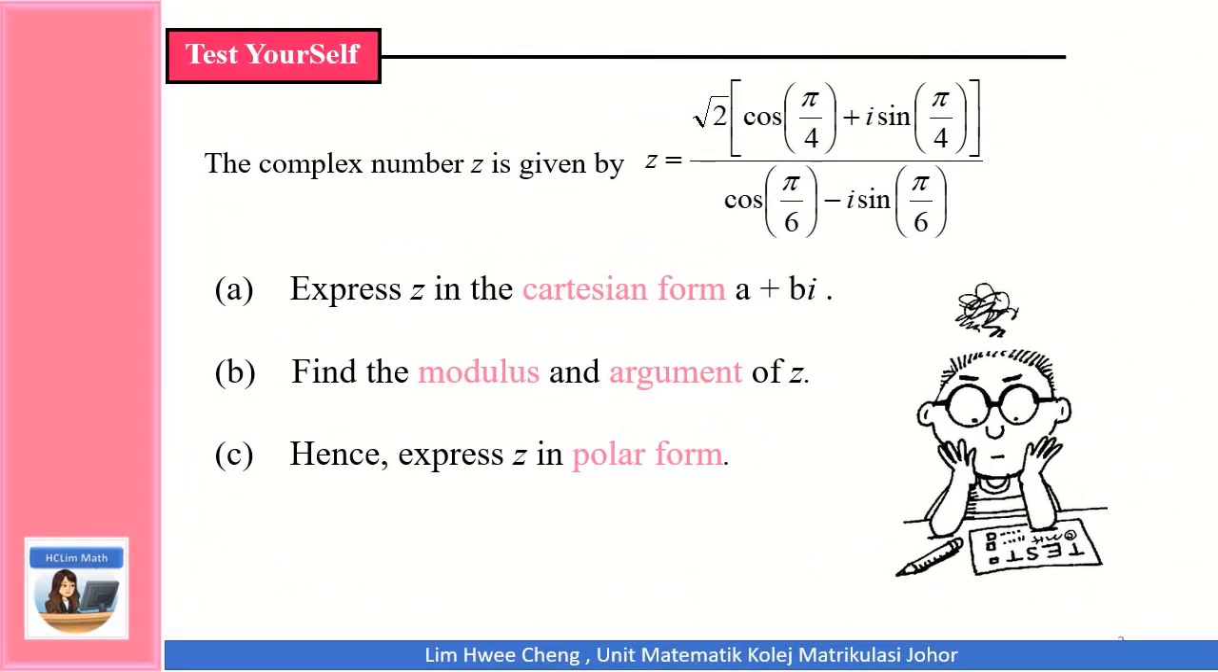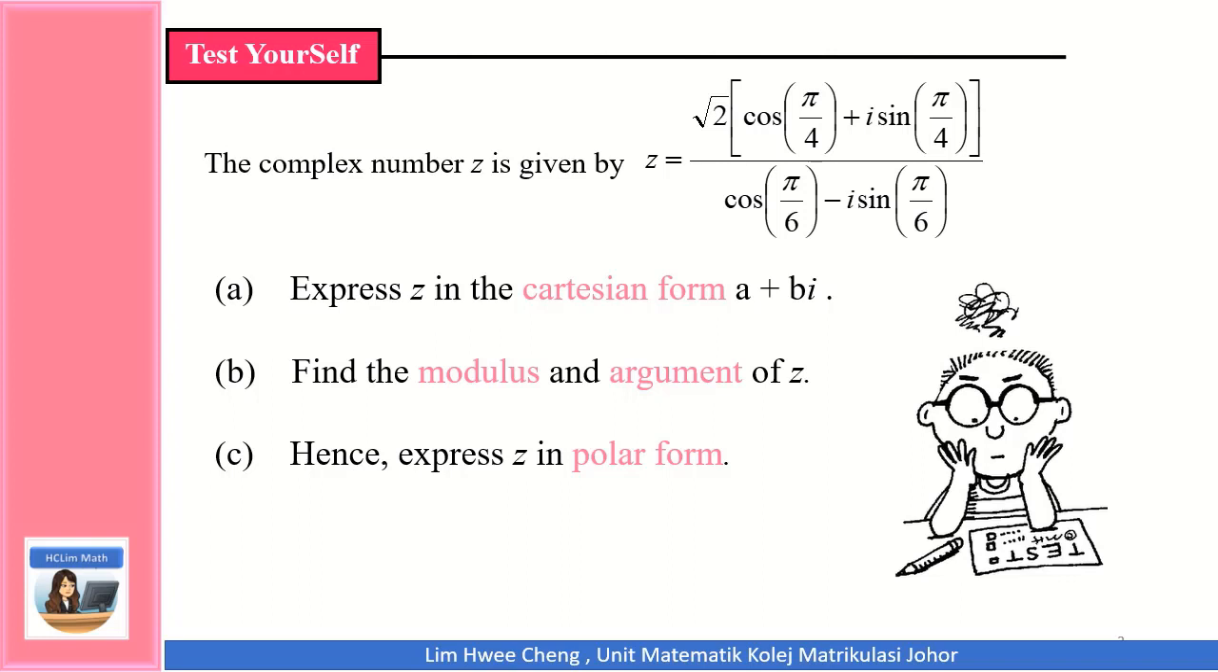So this is the given question. You have three main things to do for these complex numbers. First of all, we are going to express z in the Cartesian form. Secondly, we are going to find the modulus and argument of the complex number z. And finally, we are going to express z in the polar form.